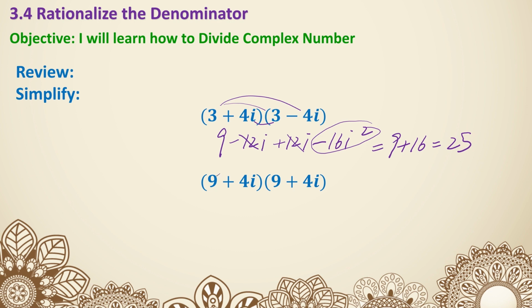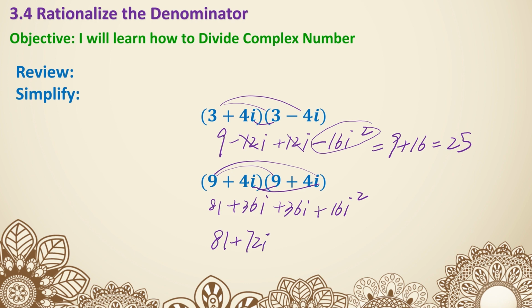Okay, next one. 9 times 9 is 81. 9 times 4i is 36i. 4i times 9 is another 36i. And then lastly, 4i times 4i is plus 16i squared. So it's 81 plus 72i. i squared is going to change into -1, so -16. The final answer is going to be 65 plus 72i.